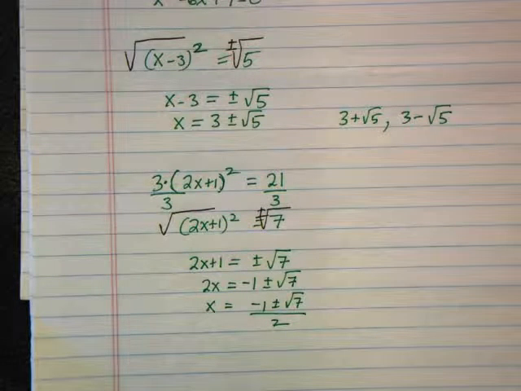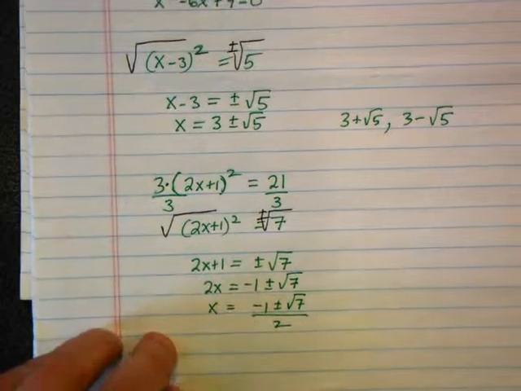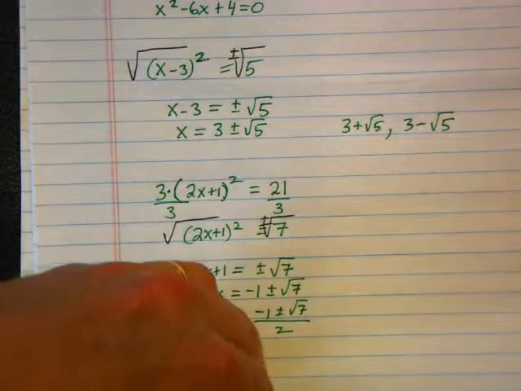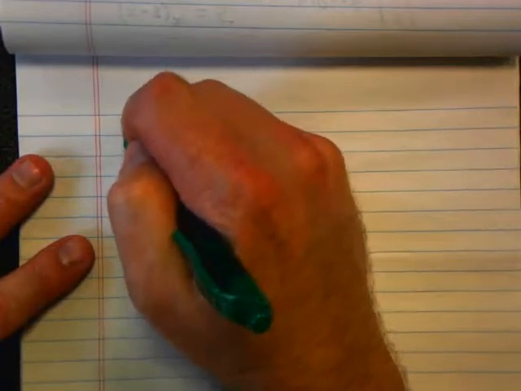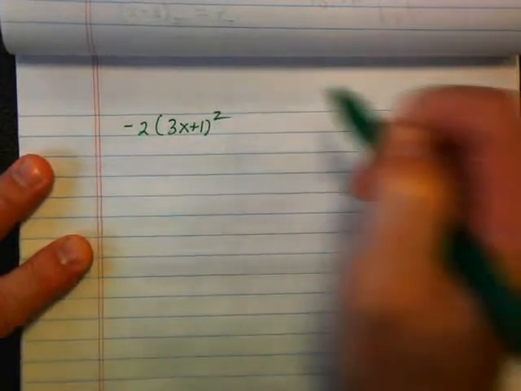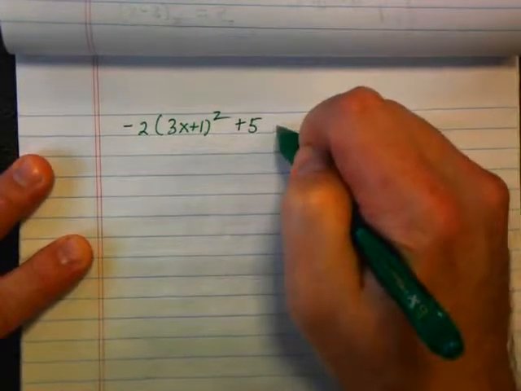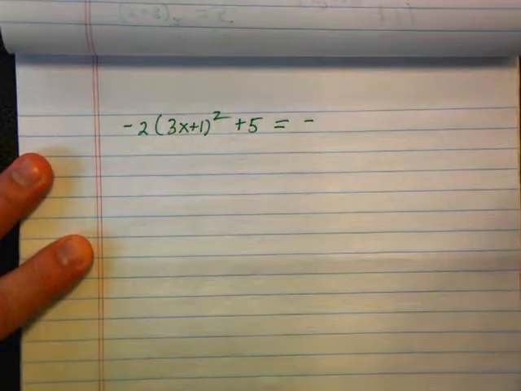Questions on that one? All right, let's do a couple more. How about negative 2 times 3x plus 1 squared plus 5 equals negative 33 maybe.